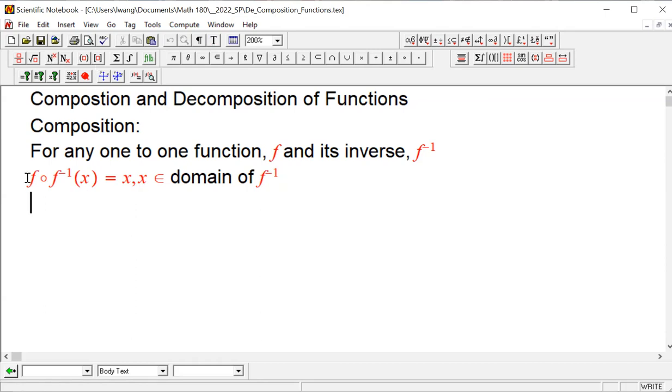These are called composition. That's a composition of two functions. And of course, prior to that, we have a more general form. We'll get to the more general form. Right now, we just look at all the composition we have done. And decomposition is the opposite of composition.